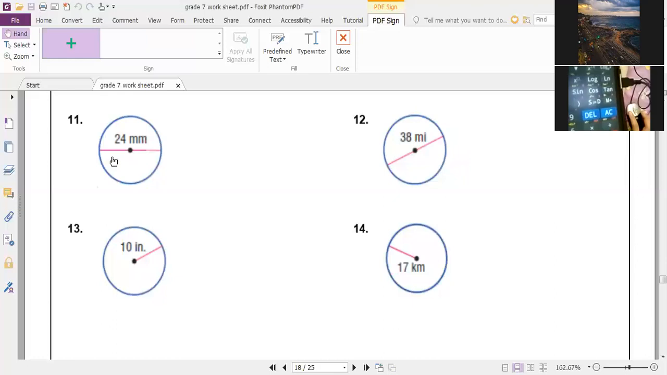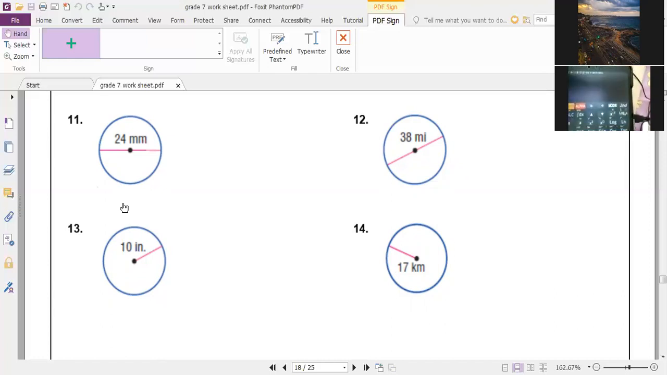What we have to find is the circumference. What is the circumference again? The length of the frame of the circle, the perimeter of the circle, the circumference of the circle.